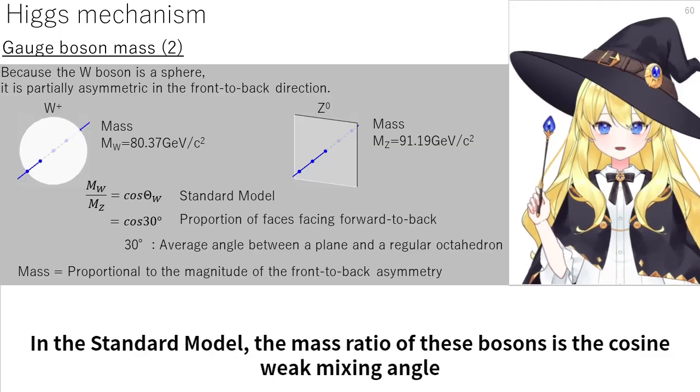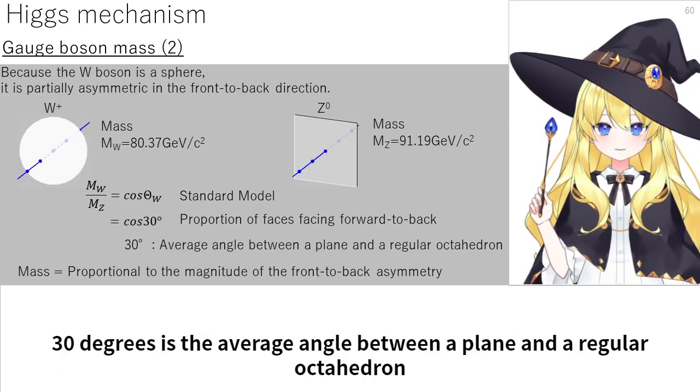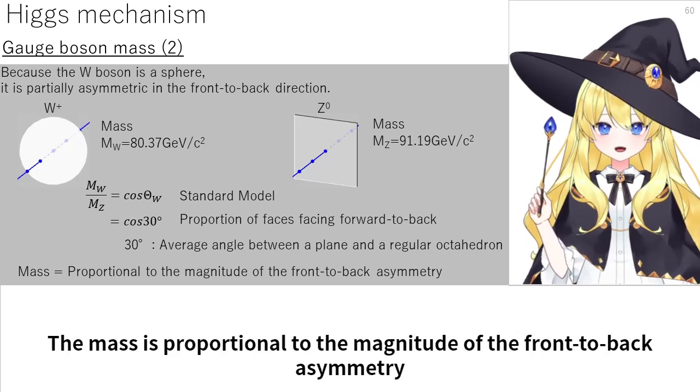In the Standard Model, the mass ratio of these bosons is the cosine of the weak mixing angle. This corresponds to the proportion of faces facing forward to back. 30 degrees is the average angle between a plane and a regular octahedron. The mass is proportional to the magnitude of the front to back asymmetry.